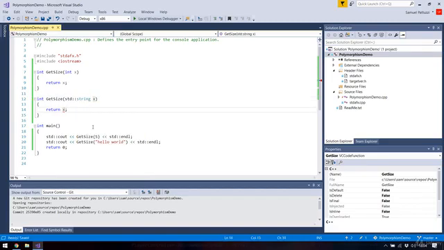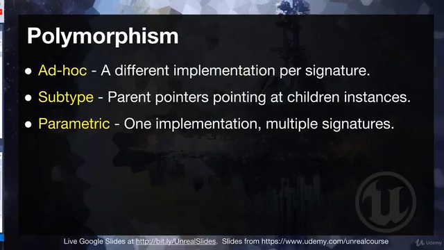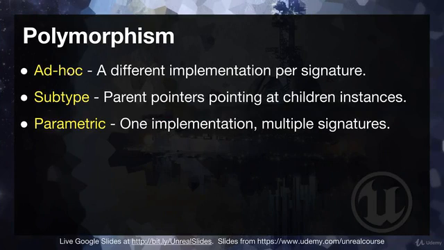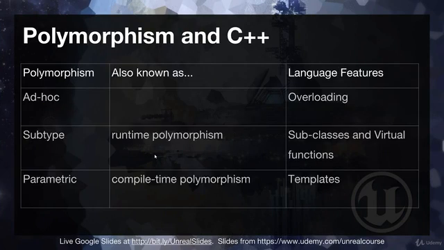And now I need to implement my method differently. But you can see that already in the main function, it stopped complaining, because what we've done is we have overloaded our getSize function, and that is the language feature that C++ uses for ad hoc polymorphism. It's called overloading. So if you hear the term overloading, that is what it means. And if you hear the term ad hoc polymorphism, you can link it back to the language feature called overloading.